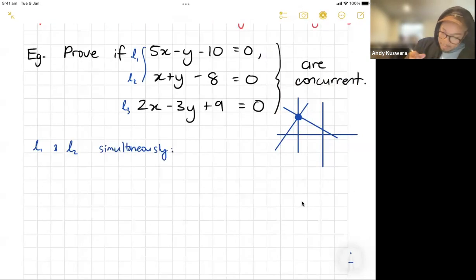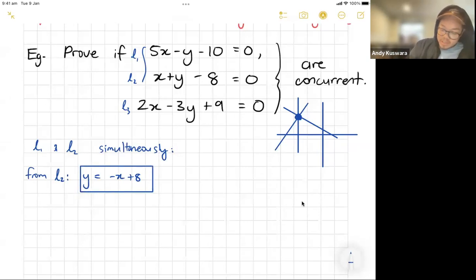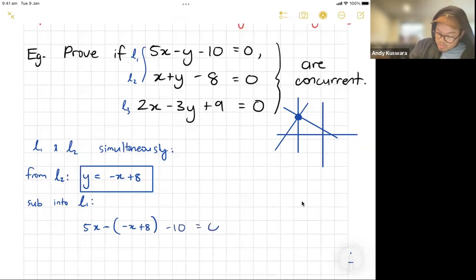I'm just going to write this. From line number 2, y equals minus x plus 8. I've just done that by rearranging, pushing it to the other side, and then let's sub it into L1. So this is going into your whole simultaneous process. I'm hoping this won't take long at all. 5x take away minus x plus 8, because that's y, take away 10 equals 0.